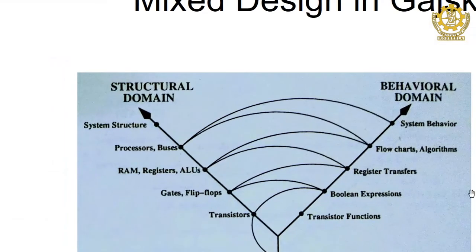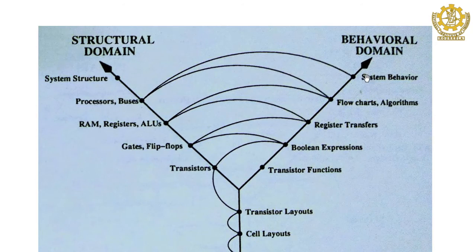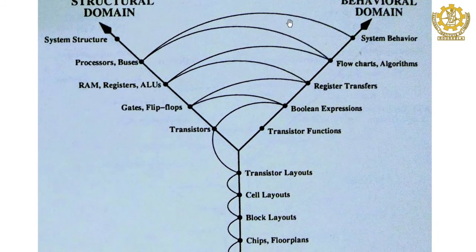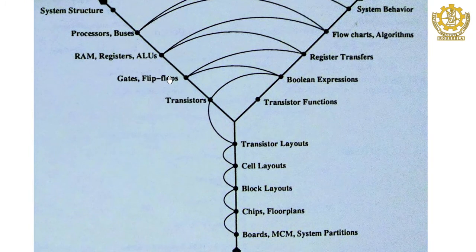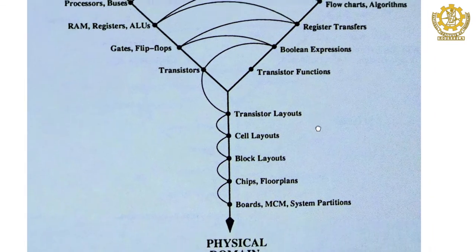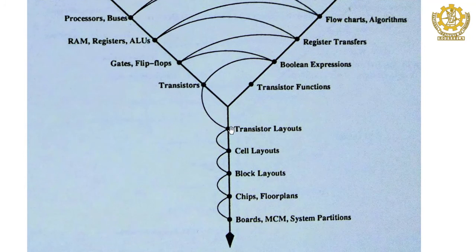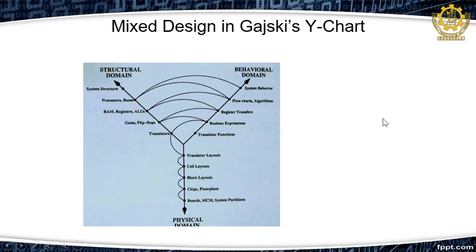In the mixed type of approach, they start from behavior, then go to processor and buses, then come back to the flow chart, then from there they may design registers or ALUs, which can be further designed using register transfer, which is again further designed using gates and flip flops, and that can again be represented as Boolean expressions, then finally transistors. Sometimes you can also go from the transistor level up to the system level. So this is the mixed design in Gajski's Y chart.